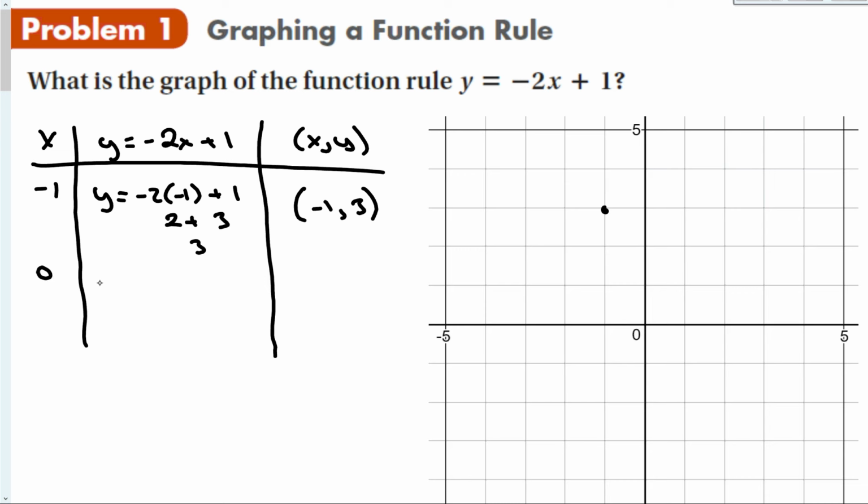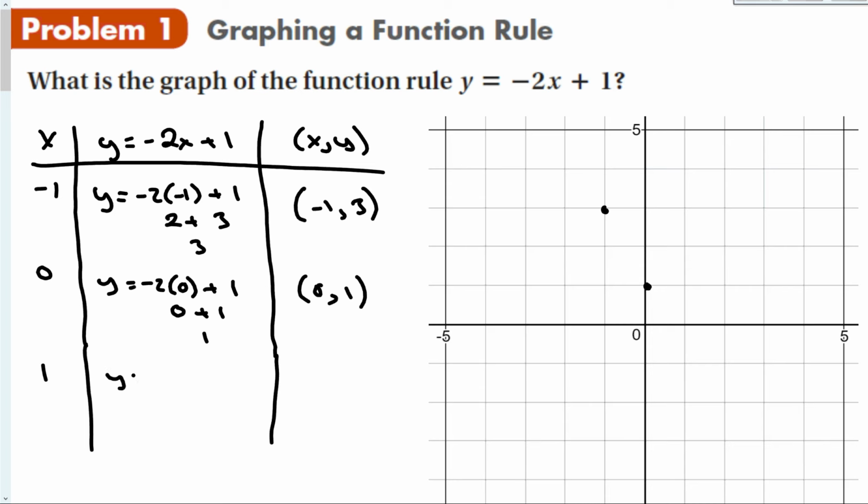Try another point, 0. So that's y is equal to negative 2 times 0 plus 1. Negative 2 times 0 is 0 plus 1 gives me an output of 1. So for 0, I get an output of 1. Let's try one more. Okay. So for 1, y would be equal to negative 2 times 1 plus 1. That's negative 2 plus 1, which would be negative 1. So for an input of 1, my output was negative 1.